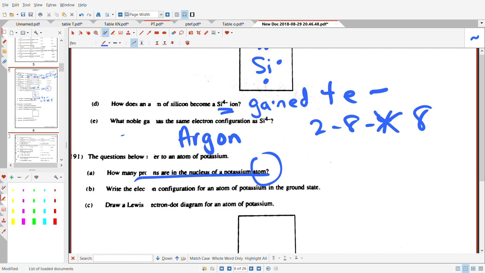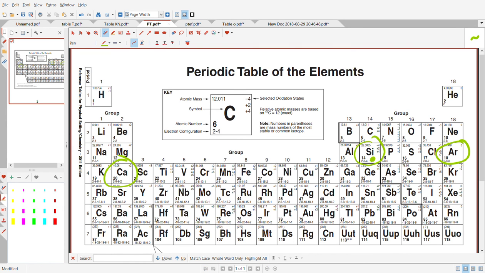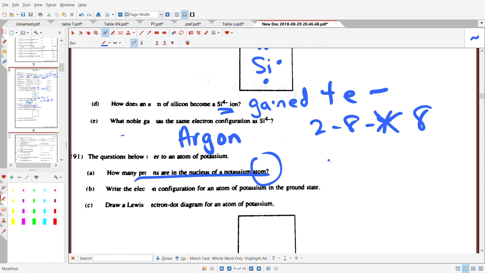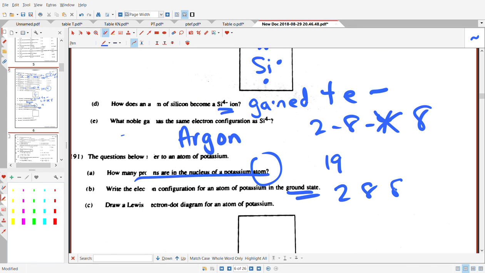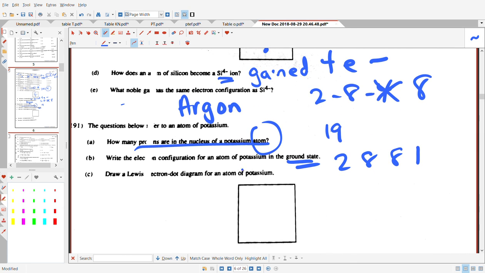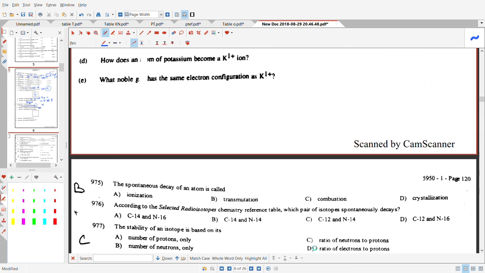How many protons in a potassium atom? Protons never change. Let's look up potassium. Potassium here is 19 protons. Write the electron config in the ground state. Ground state just means we're going to look it up, so we're going to go back there, and it's 2-8-8-1 if you look right here, so we're going to write 2-8-8-1. And then what's the Lewis dot for an atom of potassium? Well, it's always the last number, and there's just a 1 there.